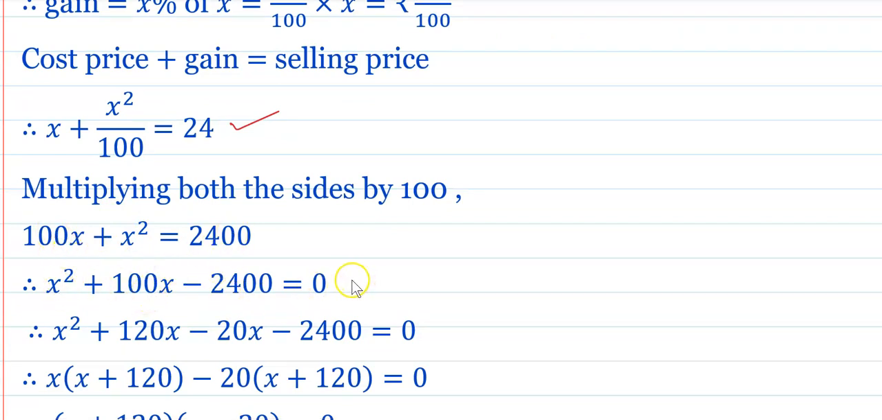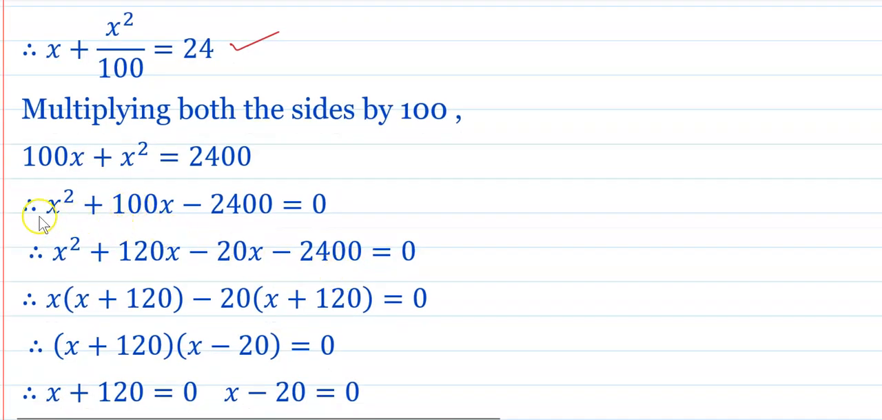After simplification, write in the standard form: first the square term, then the x term, then the constant, is equals to 0. Now the product of first and last term is minus 2400 and the middle term is 100. Therefore, what are the factors? 120 and minus 20. Their sum is 100 and their product is minus 2400. The factors are plus 120 and minus 20.